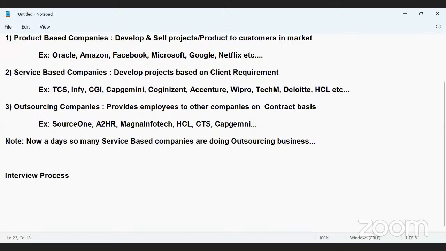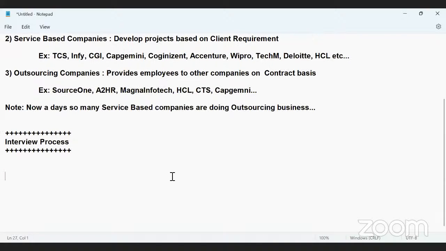Interview process. Guys, nowadays the interview pattern has changed in the companies. Now, in the first round, they are conducting a coding test. When we go for an interview, the first round will have a coding test.